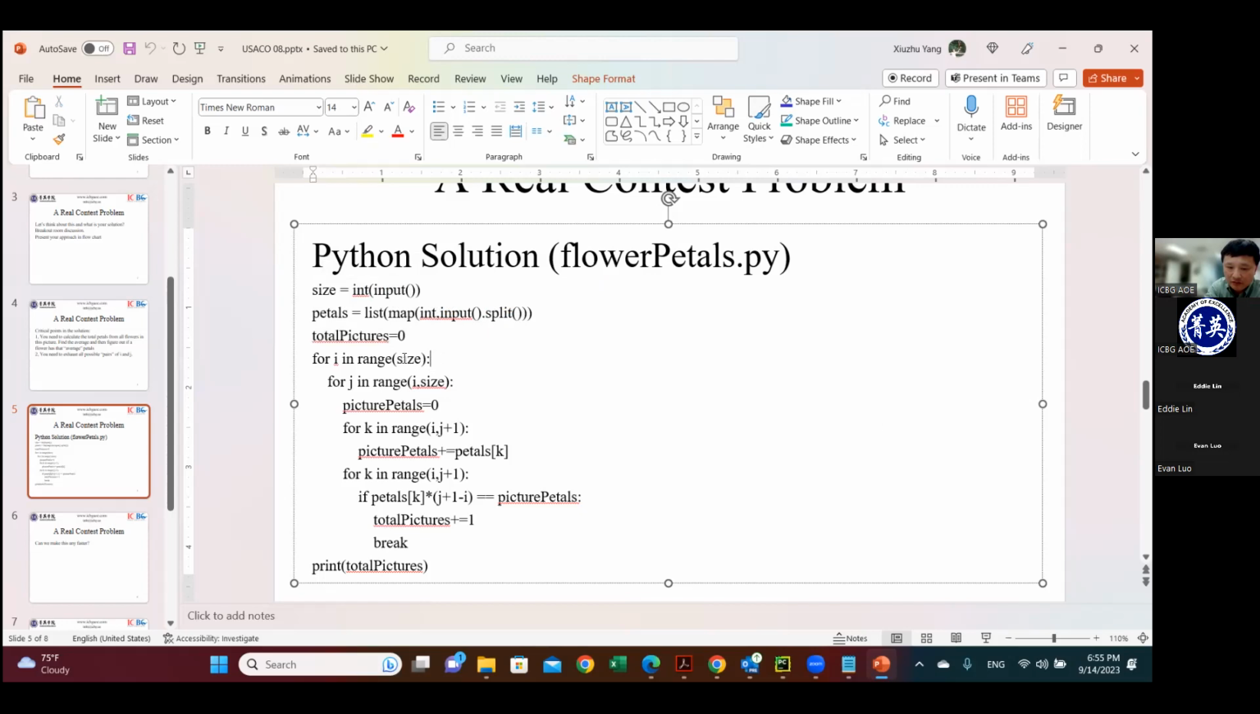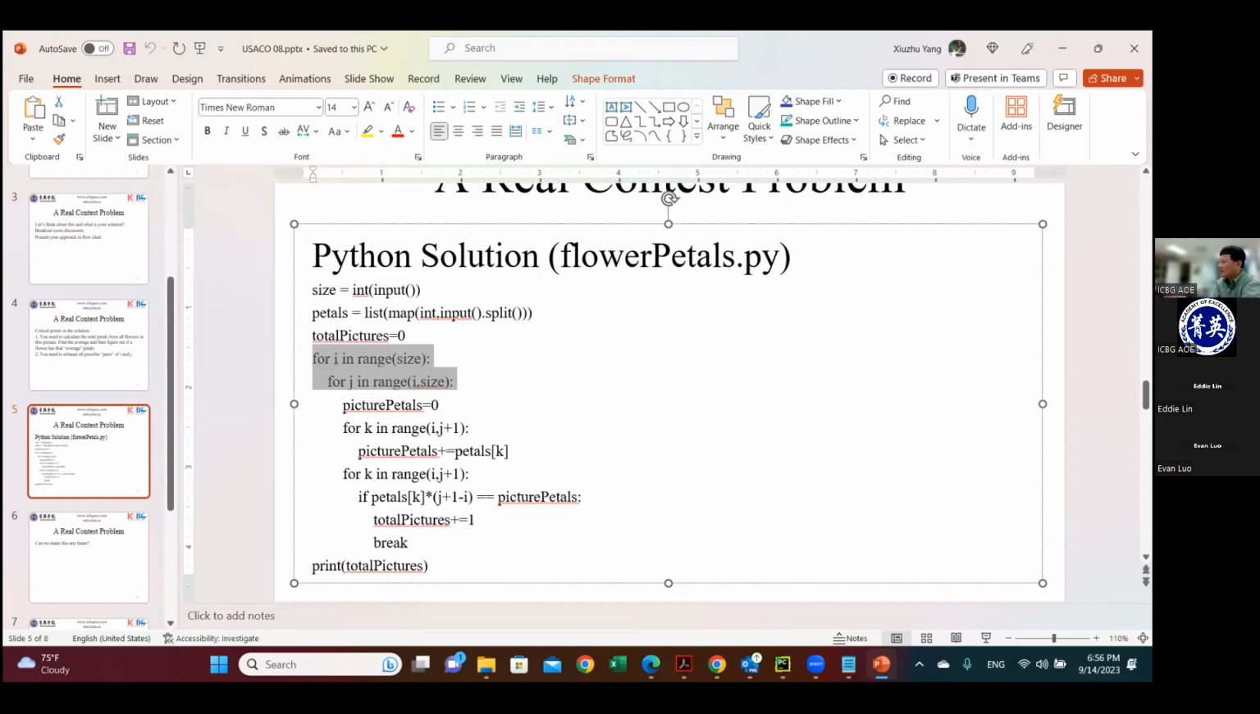I want to have all the combinations. So I started I from zero. Okay. J then needs to be larger than or equal to I, right? If it's equal to I, that's that specific flower. It's an average flower, right? So then this will give you all the combinations.